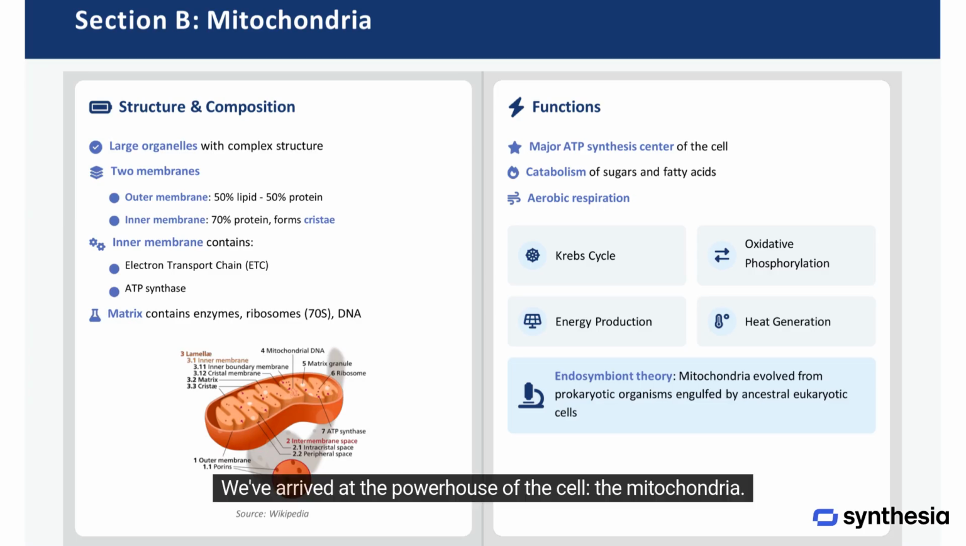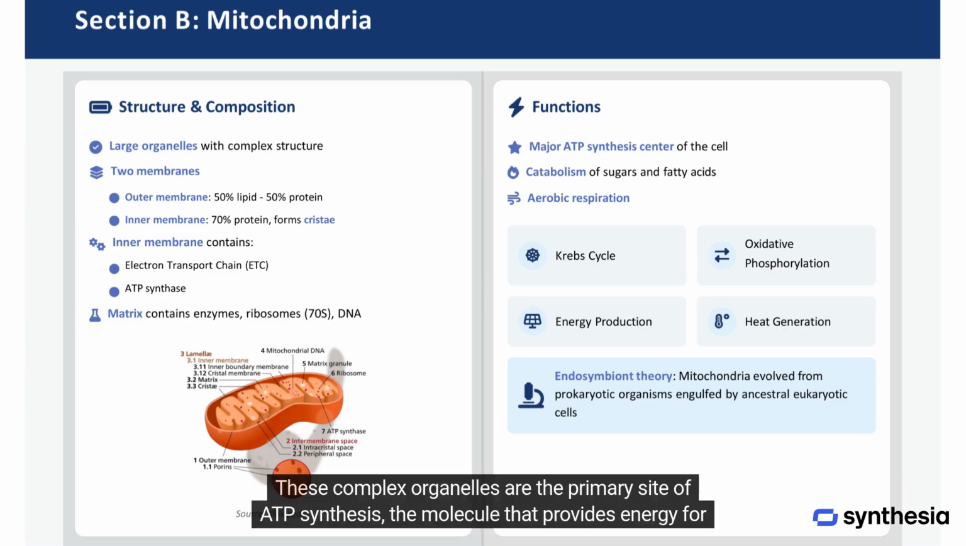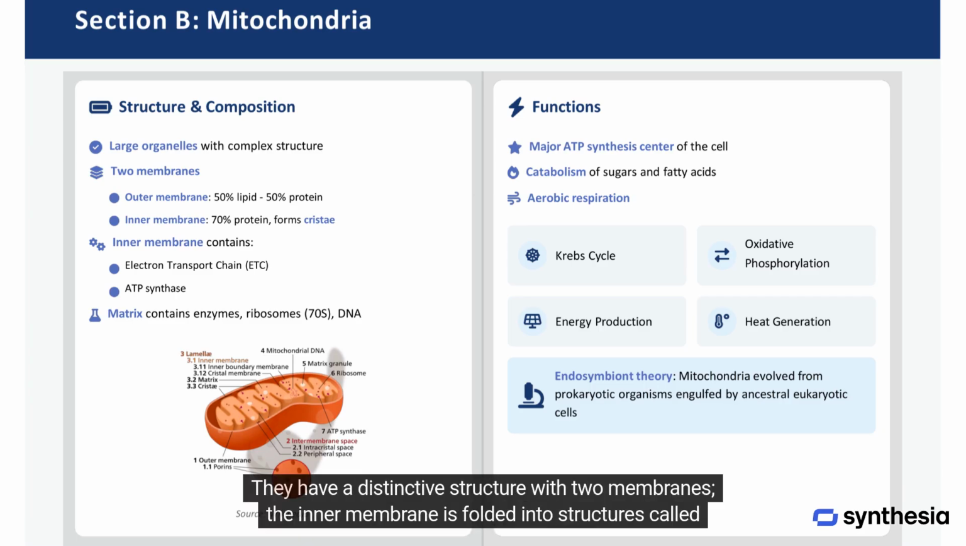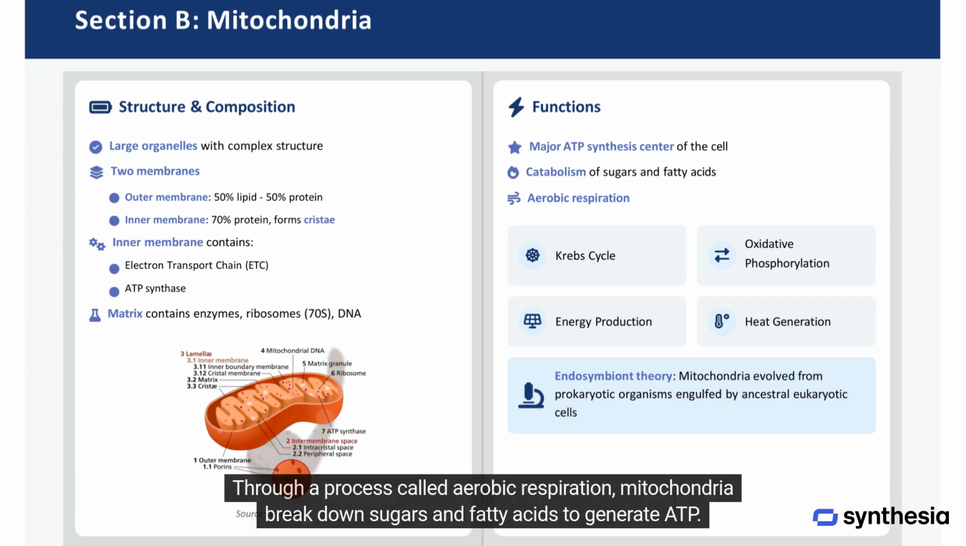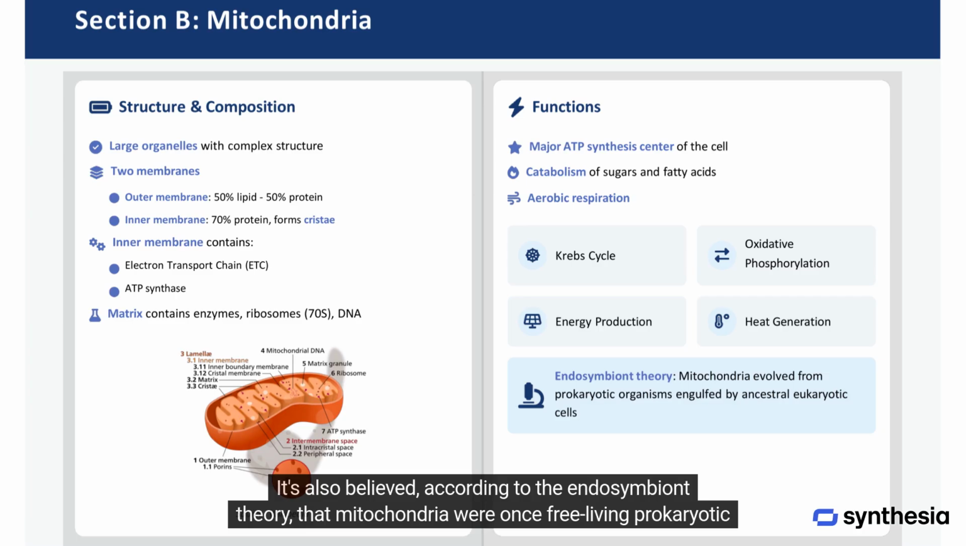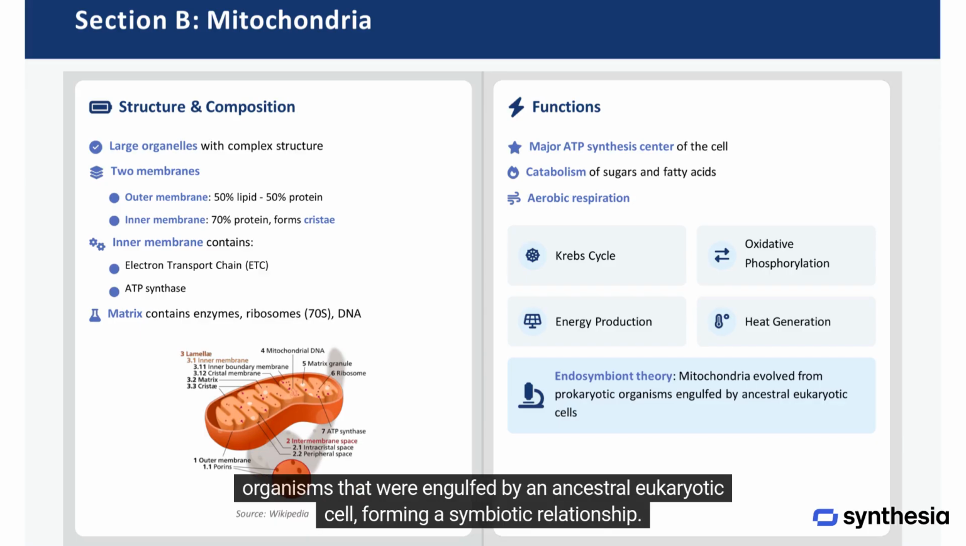We've arrived at the powerhouse of the cell, the mitochondria. These complex organelles are the primary site of ATP synthesis, the molecule that provides energy for almost all cellular activities. They have a distinctive structure with two membranes. The inner membrane is folded into structures called cristae, which massively increases its surface area for energy production. Through a process called aerobic respiration, mitochondria break down sugars and fatty acids to generate ATP. It's also believed, according to the endosymbiont theory, that mitochondria were once free-living prokaryotic organisms that were engulfed by an ancestral eukaryotic cell, forming a symbiotic relationship.